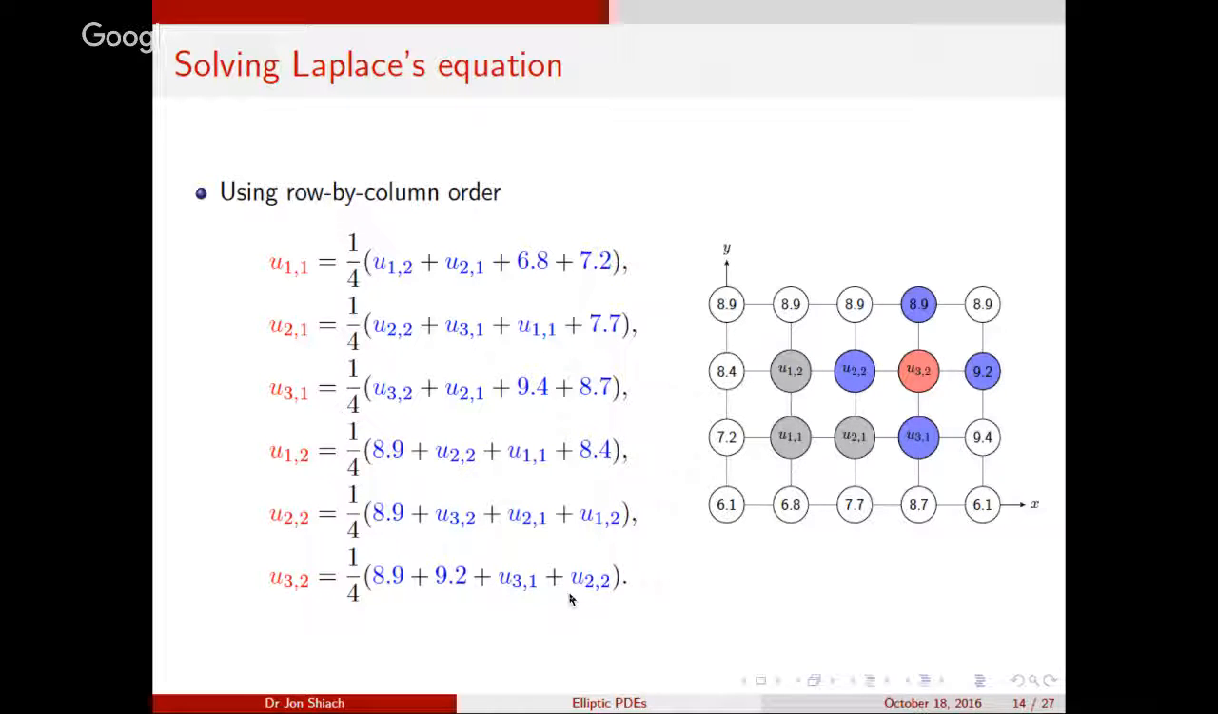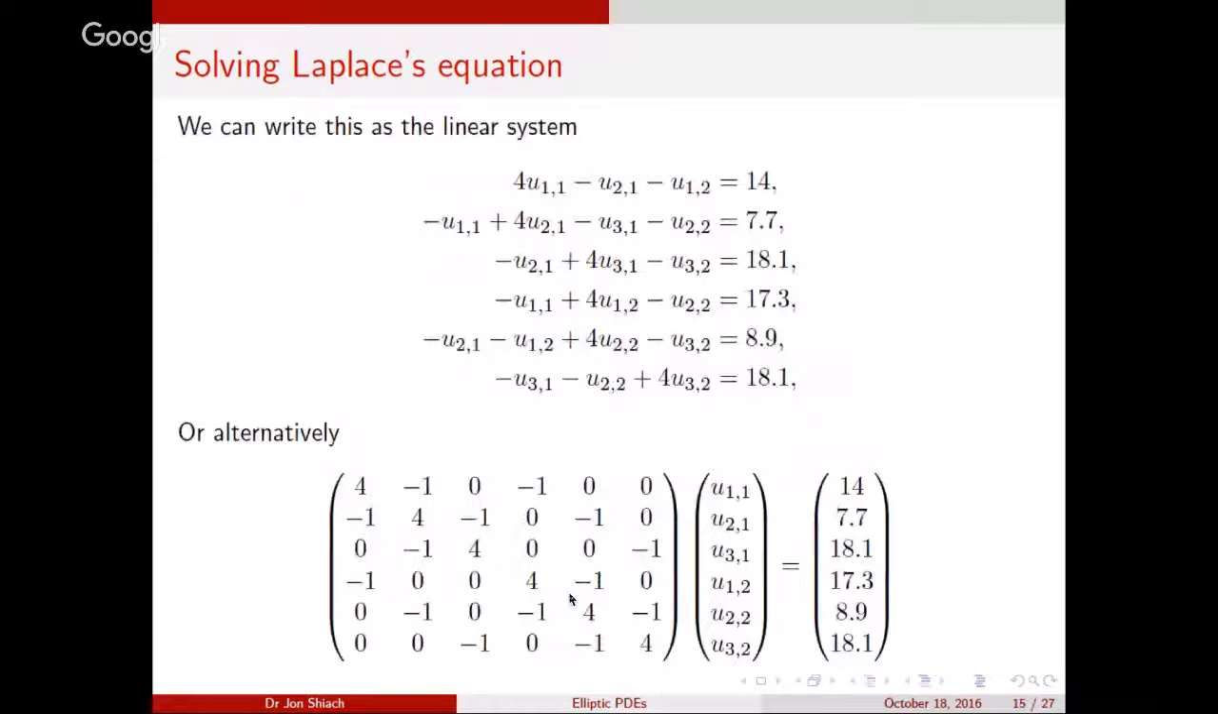Okay, so after we've done that, we now have 6 expressions. I've got 6 nodes, I have 6 expressions, and if you count the number of unknowns, we've also got 6 unknowns. It's a linear algebraic system, so we can solve this. So we have this system.